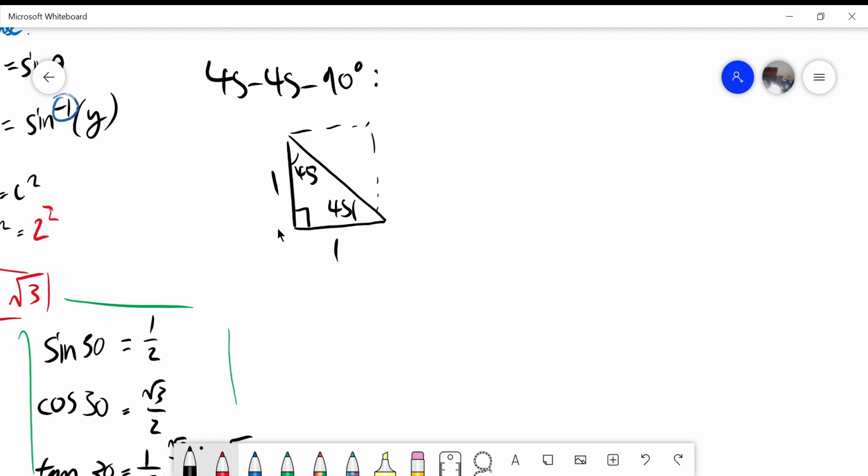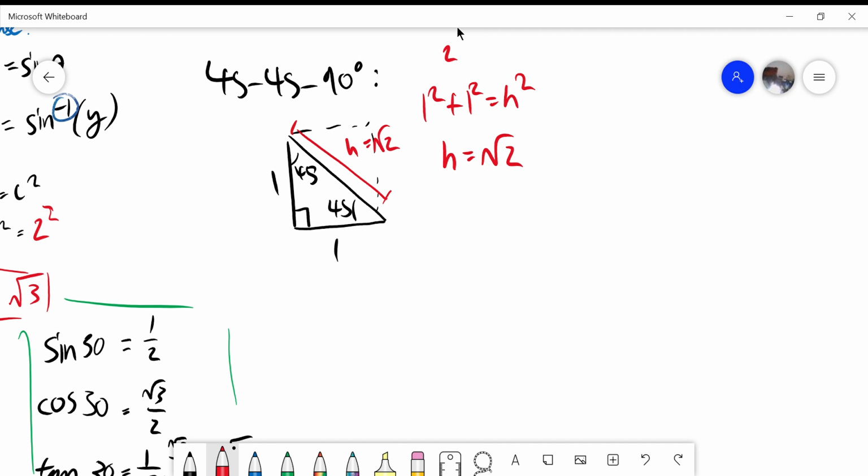Once again, using the Pythagorean theorem, we can find out the length of this hypotenuse. So 1 squared plus 1 squared equals h squared. If you do some manipulation, that becomes 2. So therefore, h is equal to square root 2. So this is going to be our triangle. Now we go ahead and find sine 45, cosine of 45, and tangent of 45, and see what we get.